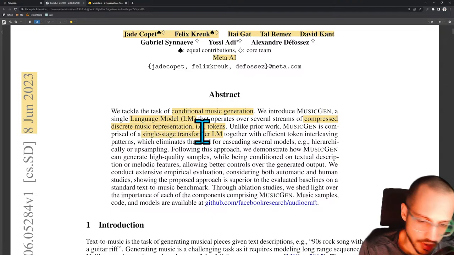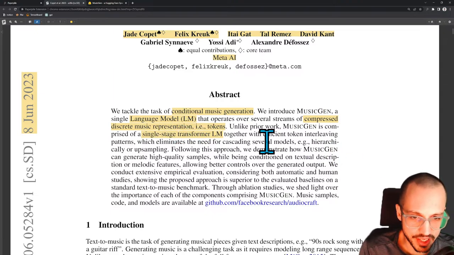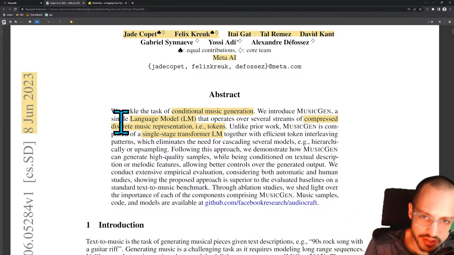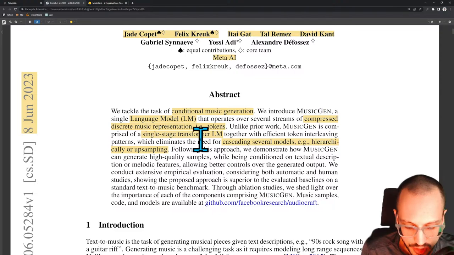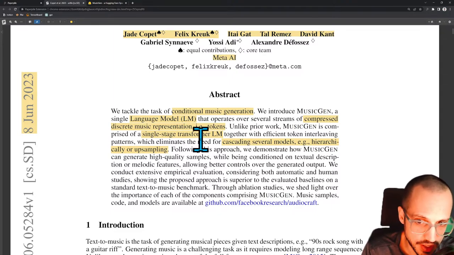Single-stage transformer LM, so obviously a transformer-based language model. You could probably guess that from a mile away. Single-stage makes me think that maybe it's not very deep. I don't know exactly whether they're referring to just layers there or maybe just one step, right? Cascading several models, so okay, I see what they're saying here. Sometimes what we've seen with these kinds of generative models is a hierarchical or cascading approach. So maybe you generate a coarse version of the audio, and then you use that coarse version to make a finer version of the audio. So you have multiple steps required for inference. But single-stage maybe means that you just do inference once and you get the final product in one step of inference.